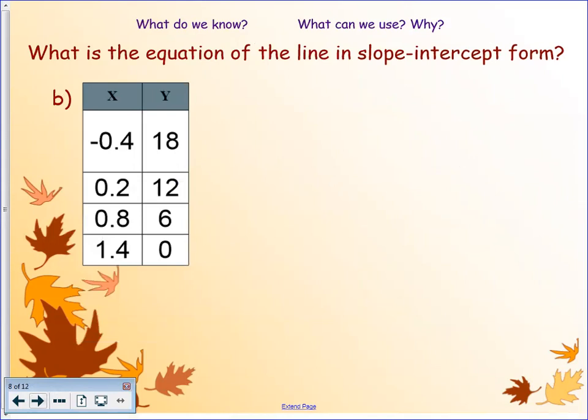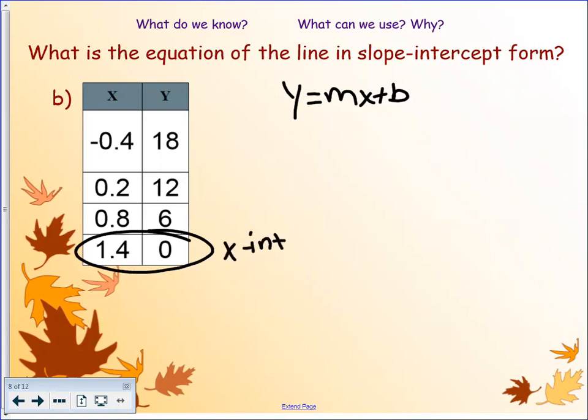All right, so now we have a table. They want us to find the equation of the line in slope-intercept form. Okay, slope-intercept form is y equals mx plus b. Do I have a slope? Nope, I'm going to have to find it. Do I have a y-intercept? Well, it looks like this coordinate is close. That's actually an x-intercept, not a y-intercept. So I do not have my y-intercept yet. So I have to find that too.